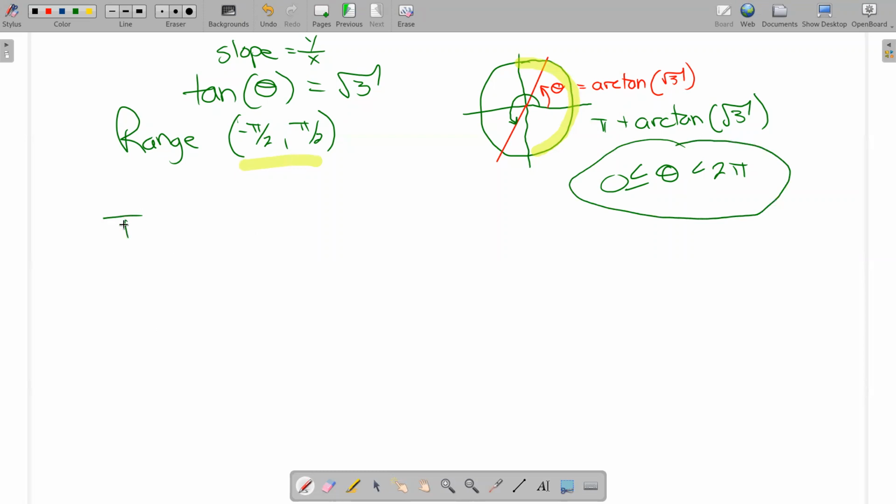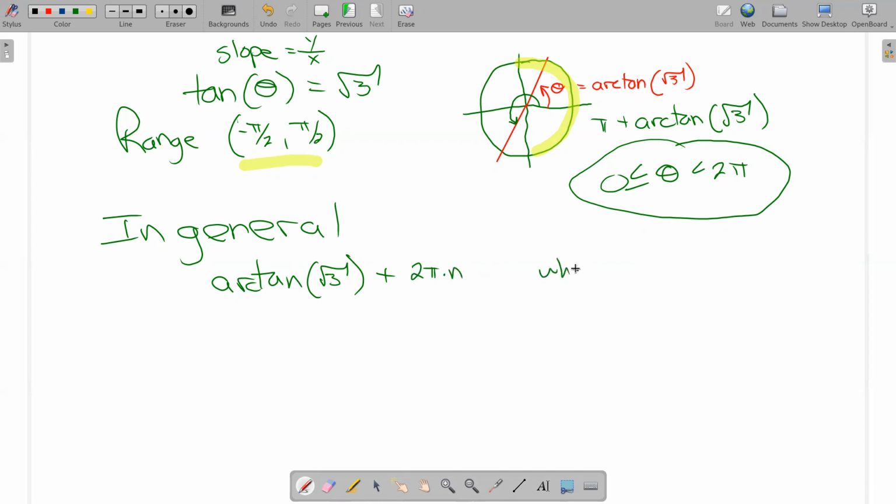And then otherwise, in general, I can take the first basic solution, which is the arctan of whatever value I have. In this case, it happened to be the square root of 3, but it could be anything. And if I just add 2 pi, I get another one. If I add another 2 pi, I get another one. If I add another 2 pi, I get another one. So in general, I could say we add 2 pi times n, where n is an integer.